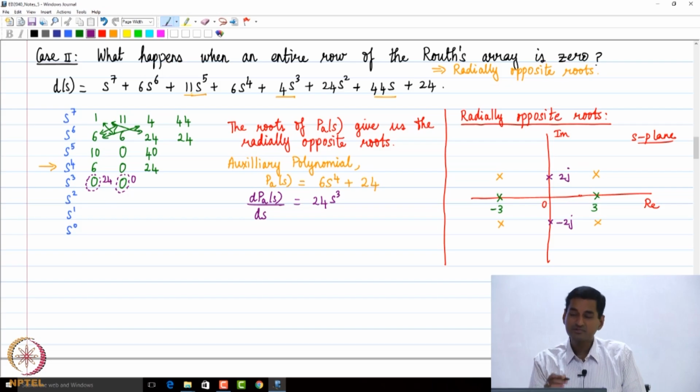So let's continue the process. Let's go to the s squared row. What will I get? If I go to the s squared row, what will I get? 24 times 0 minus 6 times 0 by 24. What is it? 0, right. Let's continue. And what will come here? 24 times 24 minus 6 times null entry by 24. What will that be? 24, right.